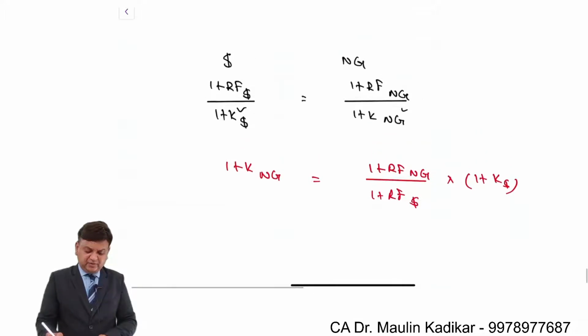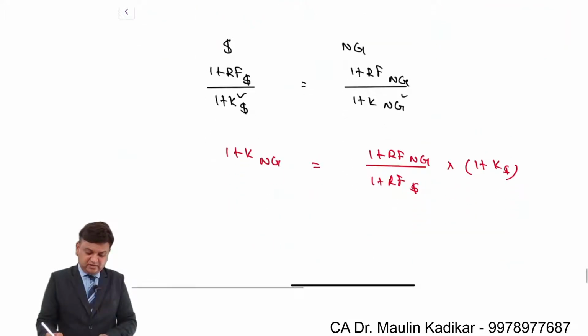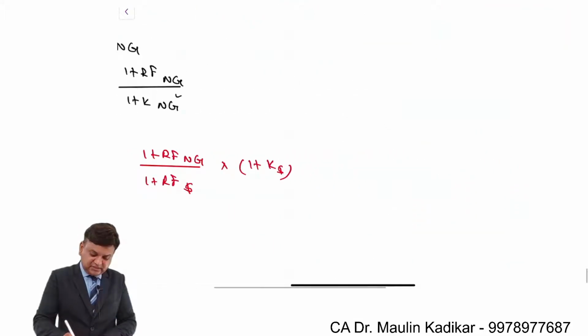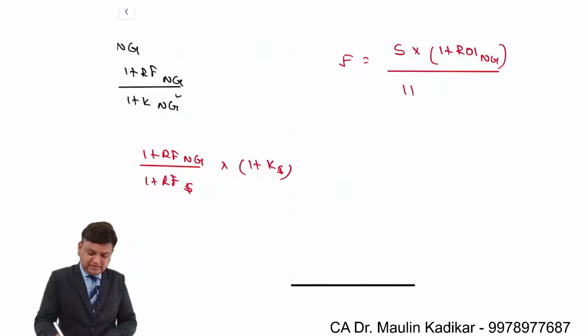Now we understand one more thing like this, that forward exchange rate is equal to spot exchange rate into 1 plus rate of interest for Netherlands Guilder currency divided by 1 plus rate of interest for dollar currency. This is what we understand.